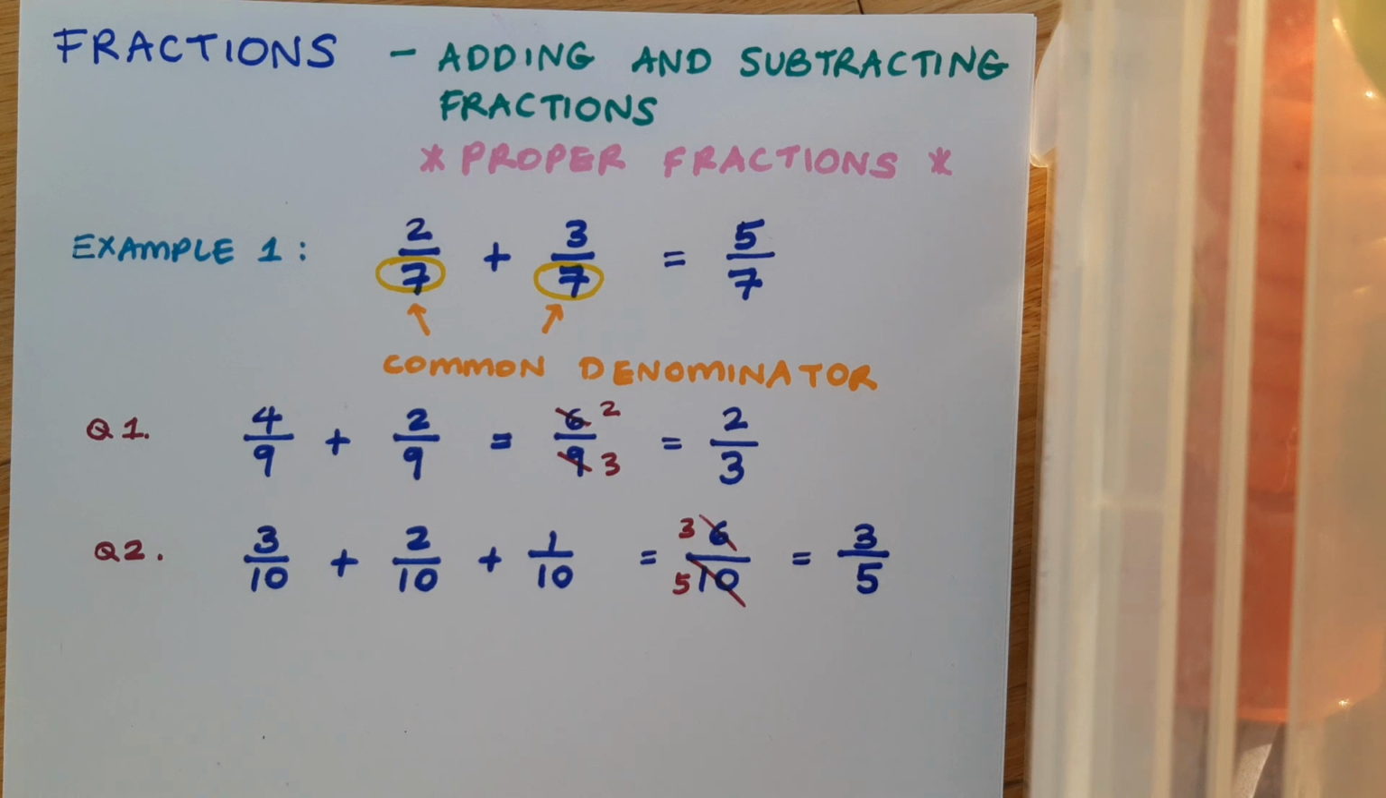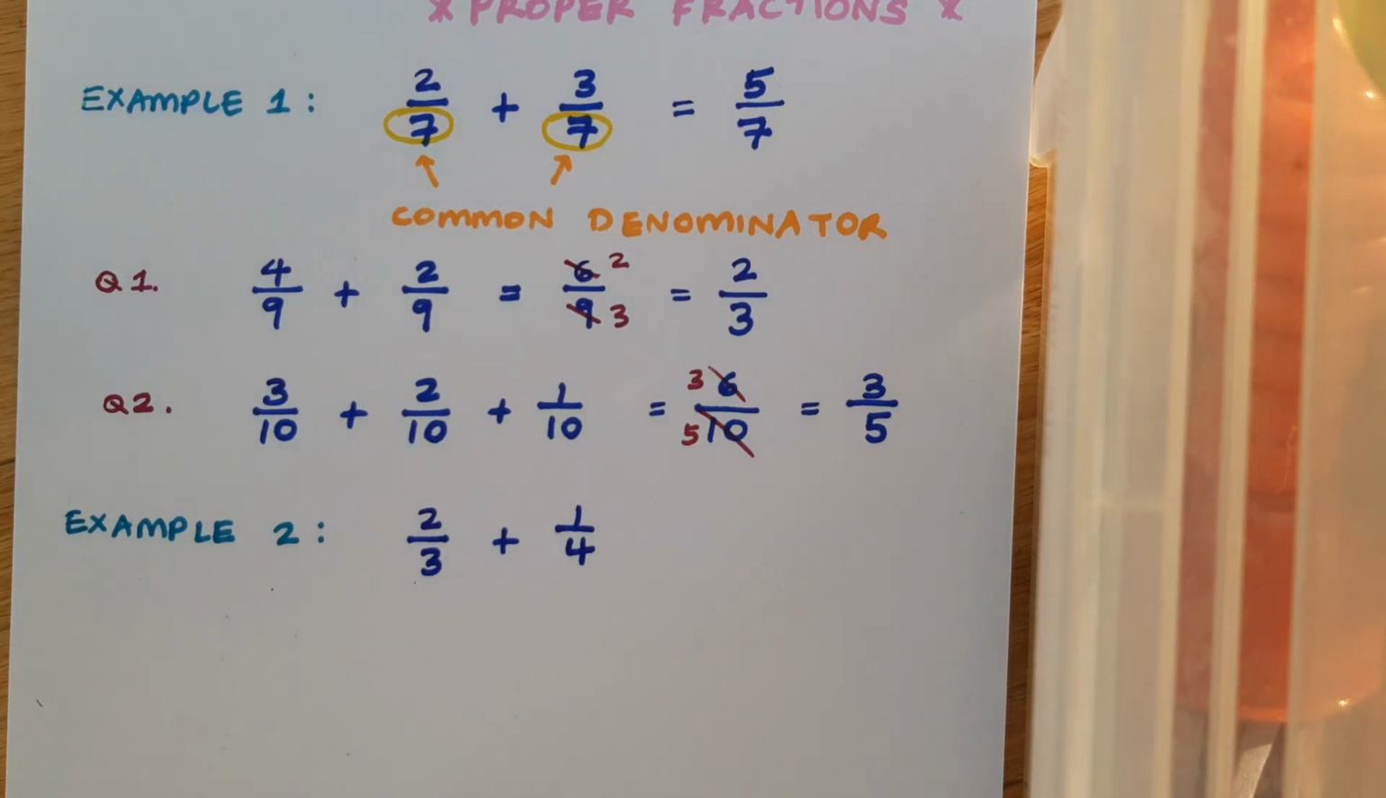No big deal. So let's go on to have a look now at what happens if we don't start off with the common denominator. How do I get over that hurdle? Here I have a question, 2/3 plus 1/4. Now I want to add these two fractions together, but remember I can only add fractions if I've got a common denominator, and I don't have that in this case. The denominators are different, so I have to get a common denominator first.